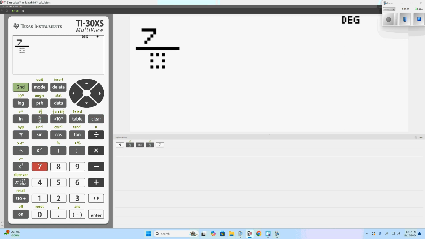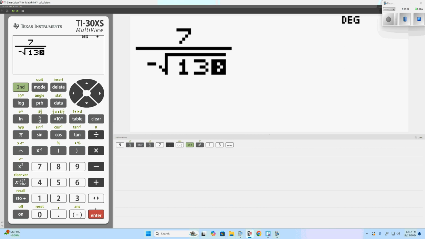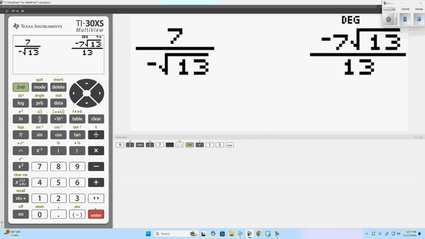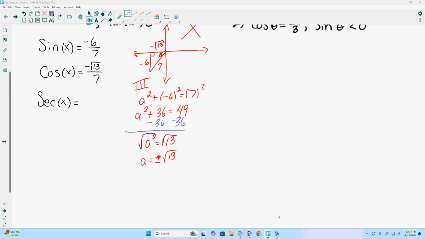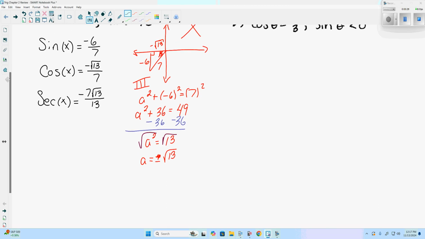Well, we're going to need to plug this into the calculator. Let's simplify our radicals, because we can't leave a radical on the bottom of the fraction. So it tells us it's -7 square root of 13 over 13. So we've found 4. The only 2 that we have left are tangent and cotangent.